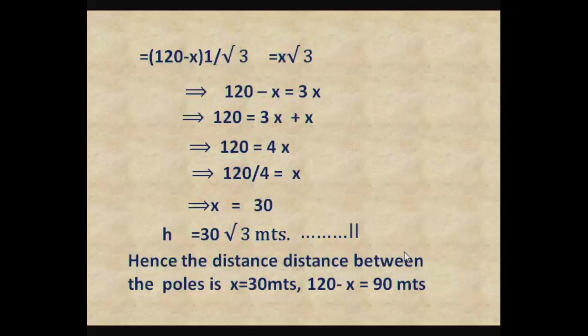Hence, the distance between the poles is x is equal to 30 meters and the other is 120 minus x is equal to 90 meters. So, here we have solved the height of the tower or pole, and we have also found the point where the observer is observing, and the distances from the observer to these two poles are 30 meters and 120 minus x, which is 90 meters.